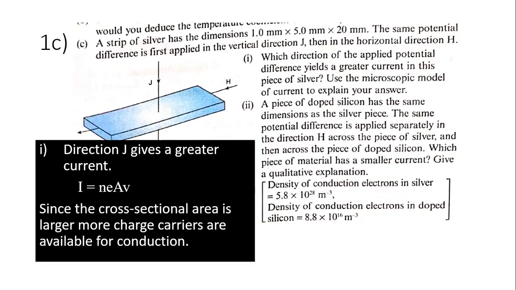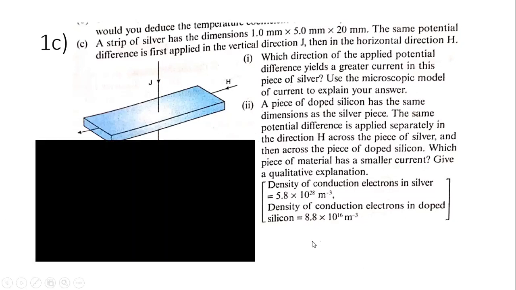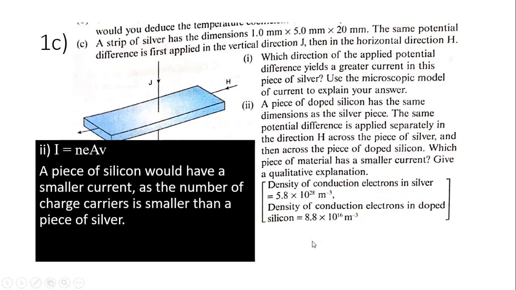Current is smaller in the semiconductor because the number of charge carriers is very much less than in silver. Correct. You can see from here they have given you that. So a piece of silicon would have a smaller current as the number of charge carriers is smaller than a piece of silver. Okay, good.